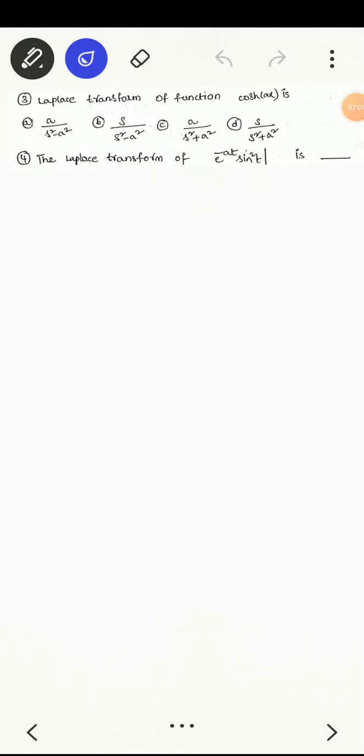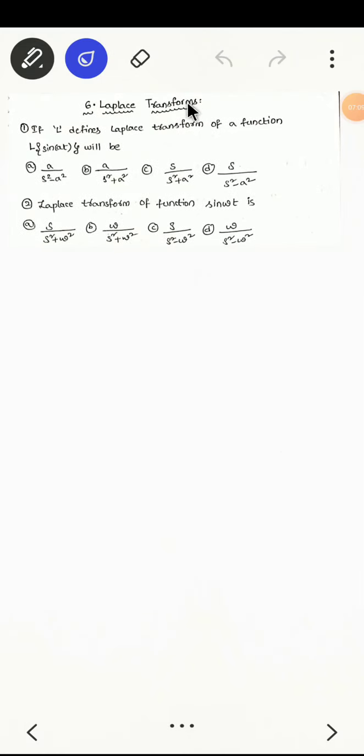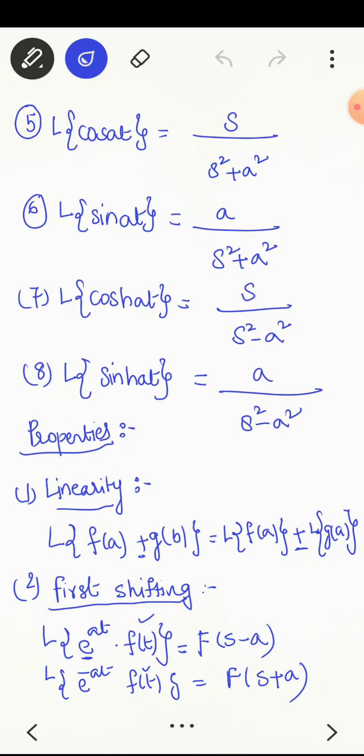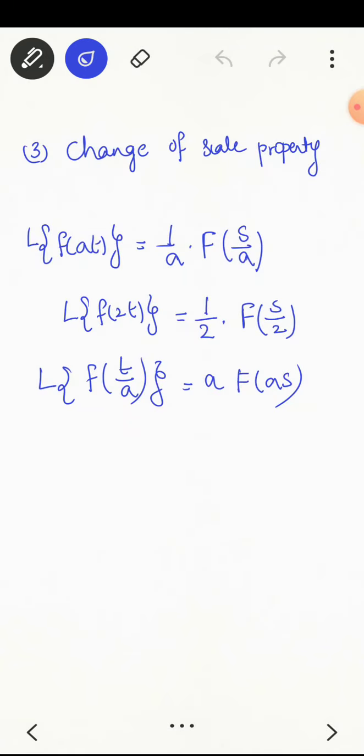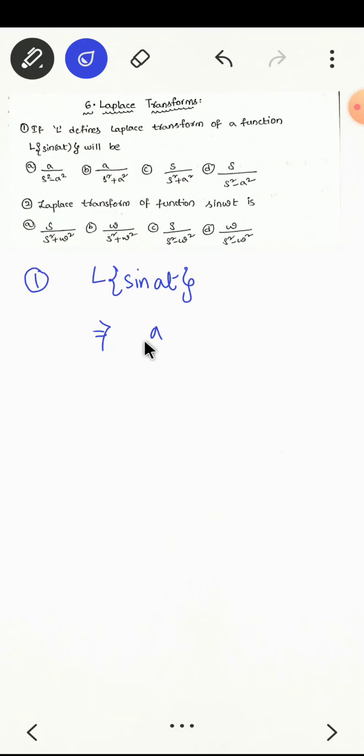So let us solve a few problems. First problem, this was asked in the GATE civil paper for 2 marks. If L defines the Laplace transform, the Laplace of sin at. As we know, the Laplace of sin at is a by s square plus a square. So I can write it as a by s square plus a square. Option B is correct.